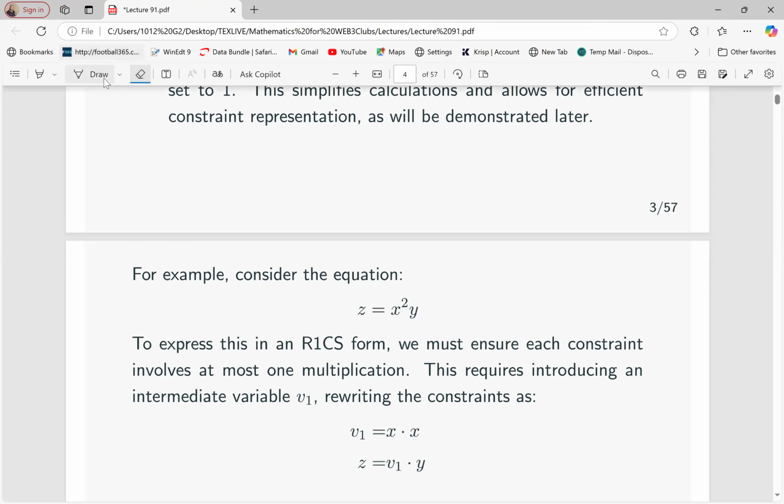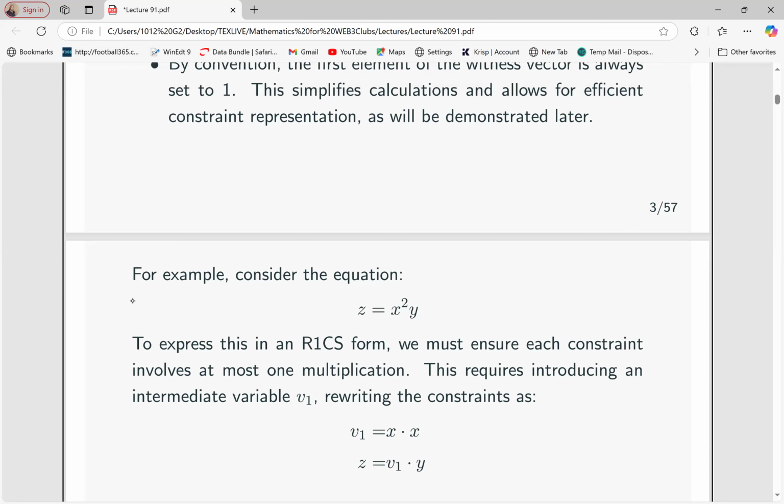Now, when you look at the right-hand side, you discover that we have several multiplications. This is not just one multiplication. We have x multiplied by x to give us x squared, and the result is multiplied by y. And as I said, in rank 1, we require only one multiplication on this side. This side, we have no problem. We only have one value here. But our problem is where we have several multiplications. If it were just one multiplication, we would have no problem.